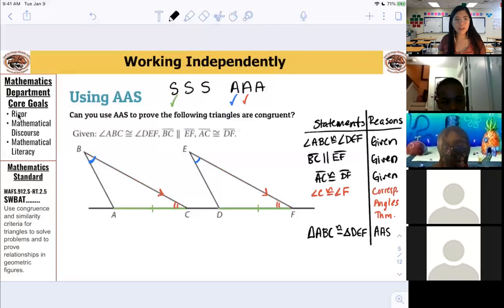All right. Questions on AAS and how to use a theorem, any part of this proof. Which word, Jalen? Proof or brain? Okay. Now, moving on.